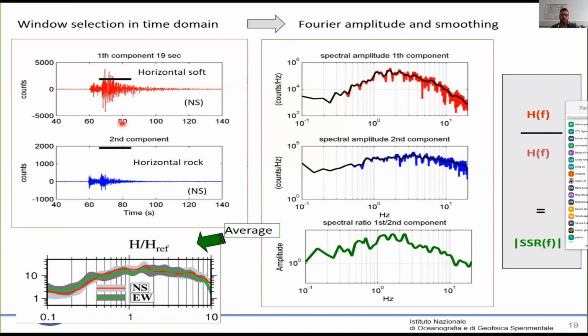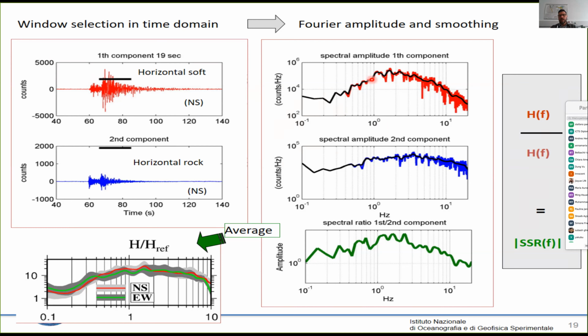The component of shaking is the same. In this case, I'm using the horizontal component, and in particular the component oriented in the north-south direction. Then I just select a window of signal. I take this window of signal starting from the shear waves because we are mainly interested in the amplification of shear waves. And I calculate the Fourier transform that you see here in red, and in blue for the reference site. Then I can make some smoothing of the spectra.